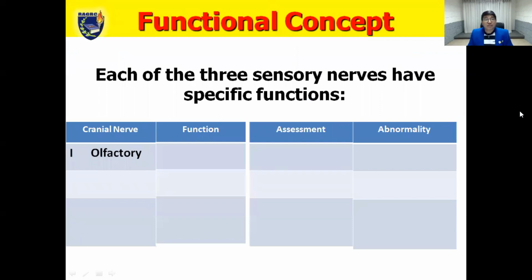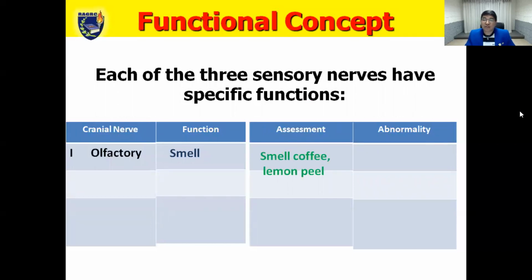Now, the next functional concept would be each of the 3 sensory nerves have specific functions. So let's figure things out. For the olfactory nerve, the function is primarily for the sense of smell. Now, the next question is, how do we assess the sense of smell? So we actually ask the client to smell either coffee or lemon peel, and then we note for abnormalities.